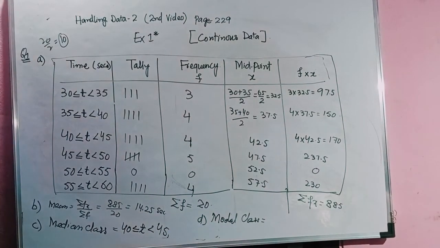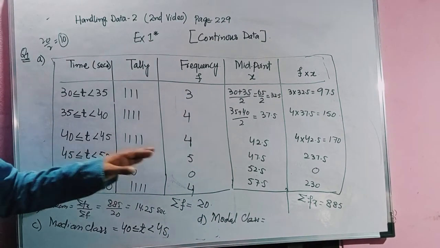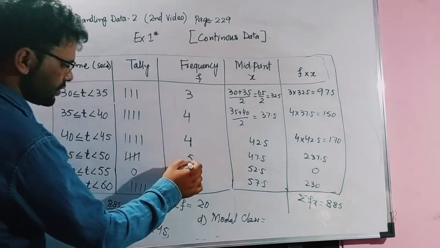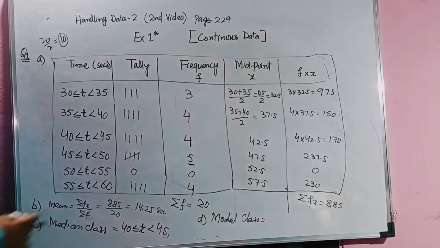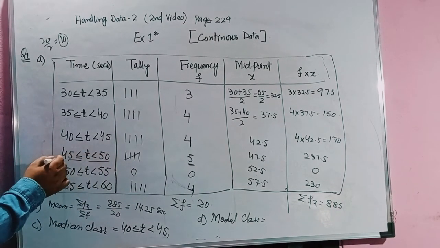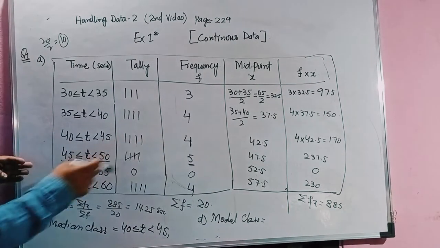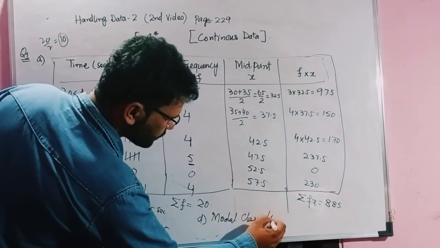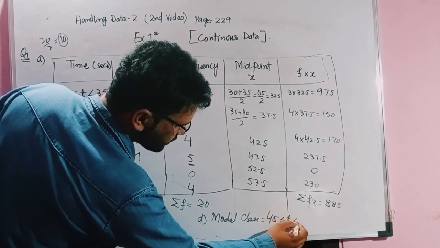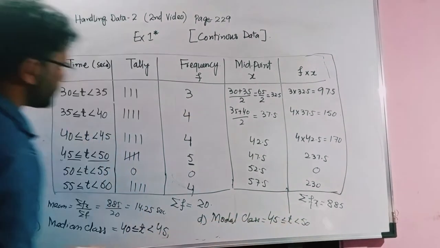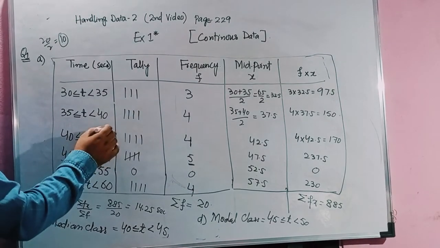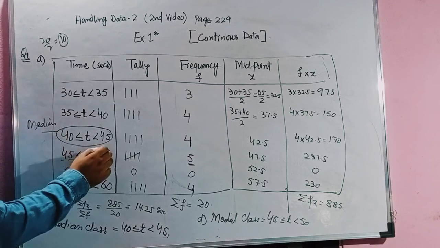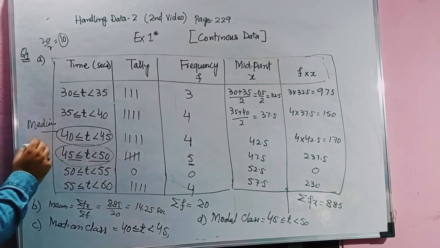You will check the modal class, that is, where the maximum frequency is, which is 5. So I can check, this is the modal class here, because most of the values will lie in this class. So it's 45 ≤ t < 50. This is the modal class. You can check once again, this is the median class and this is the modal class.